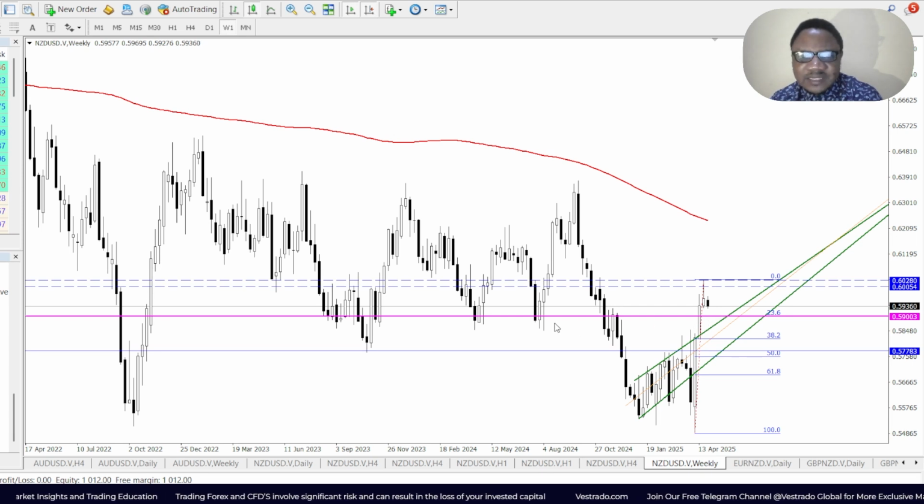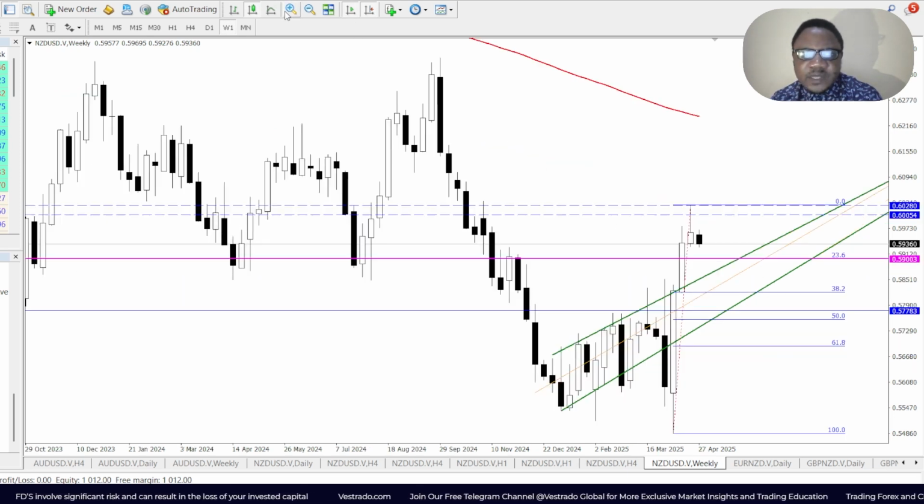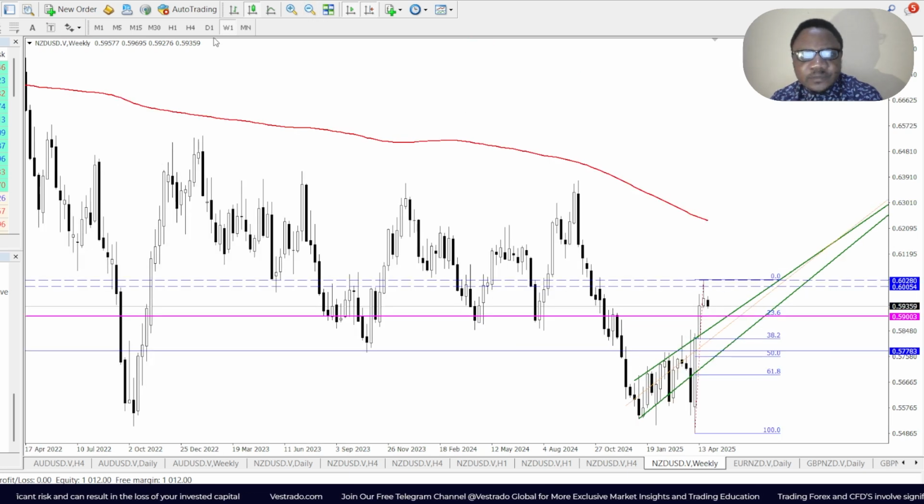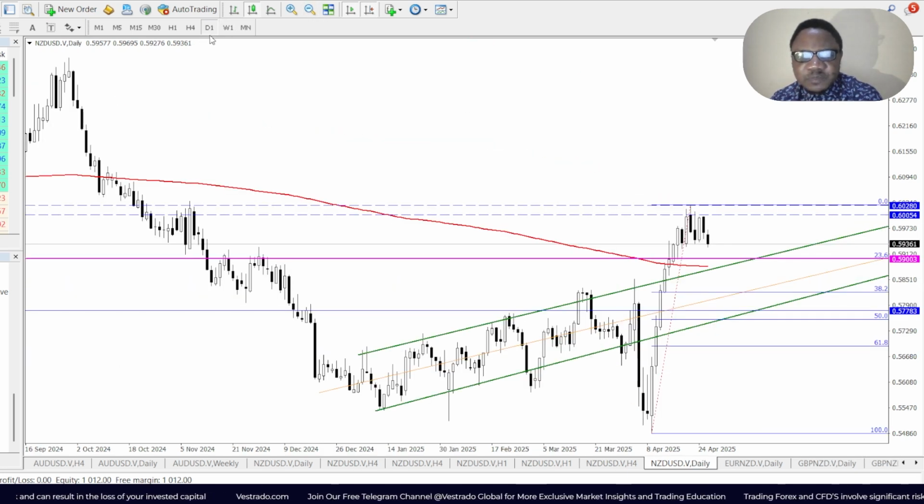However, it went past the key order block level and the key psychological level of 0.5900 in the past. So it's gone way above that and way above the psychological level of 0.600. Okay, and it formed strong price rejection right there. Very great price rejection, as can be seen by the hammer with the long wick, indicating that the bearish momentum is picking up.